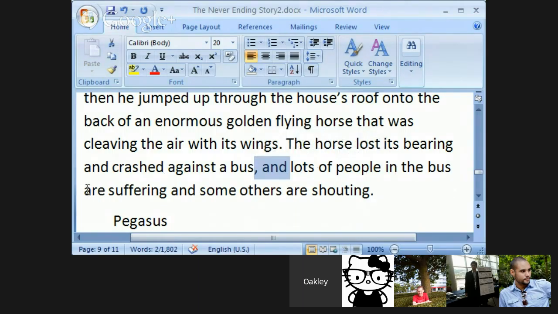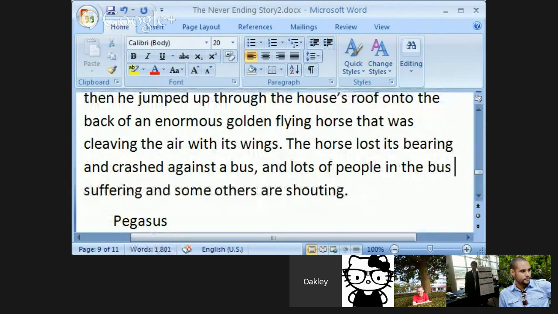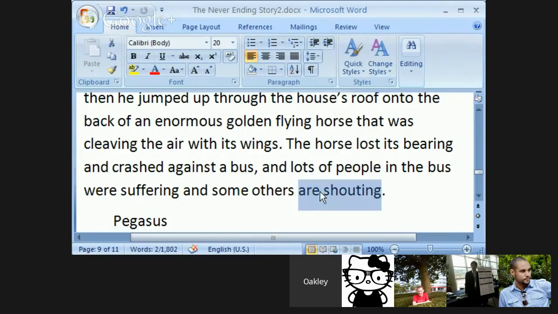And lots of people in the bus, I got a problem with this. All right, are suffering. Well, we're suffering. Are suffering. Okay, I have two problems. Number one, our whole story, we're telling a story, past tense. This has all happened before. So were suffering would have to be in the past tense. So not are suffering and are shouting. Okay, it's a story in the past, so it would have to be were. Okay, and some others were shouting. Okay.